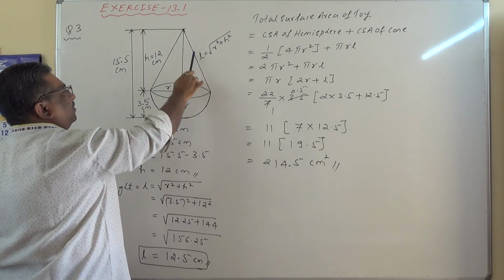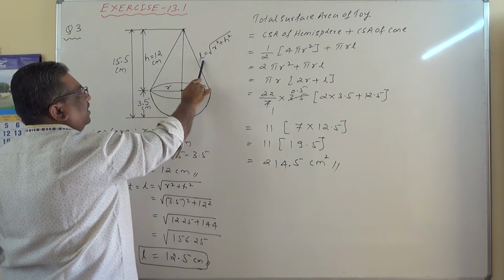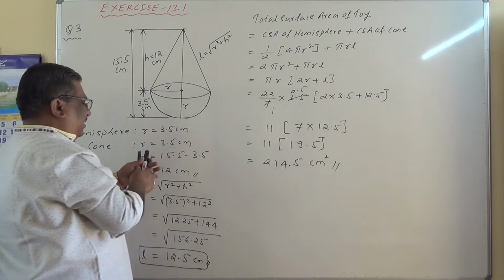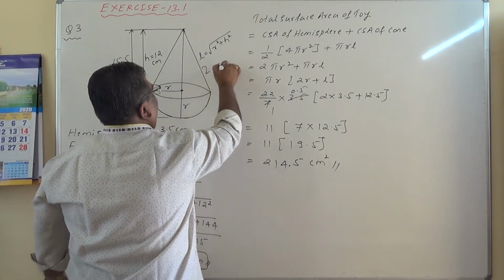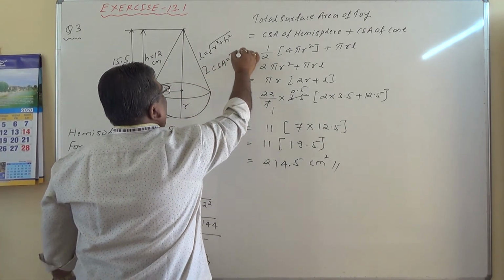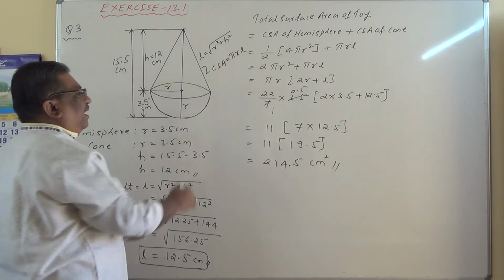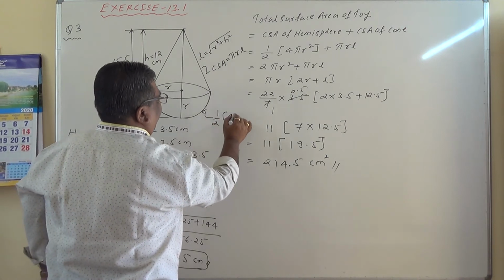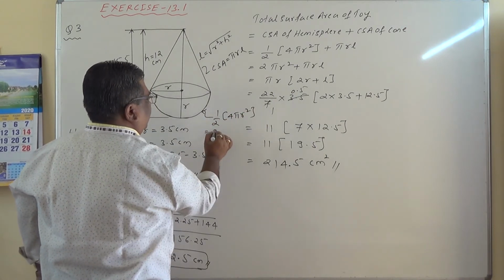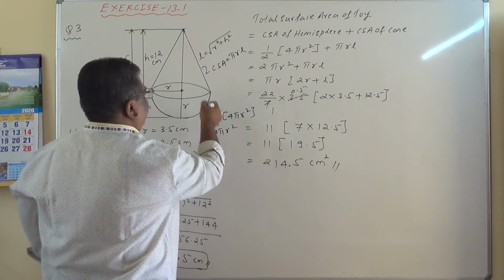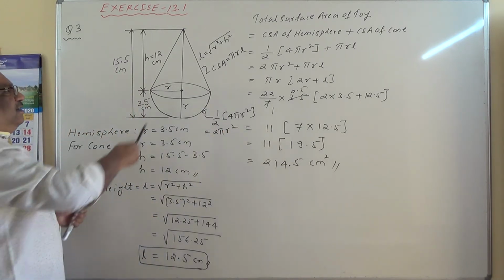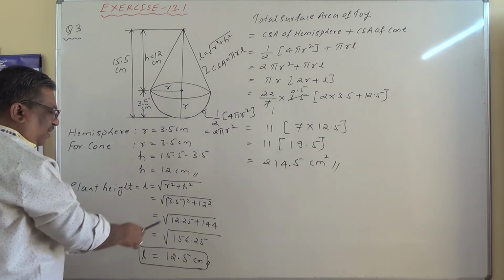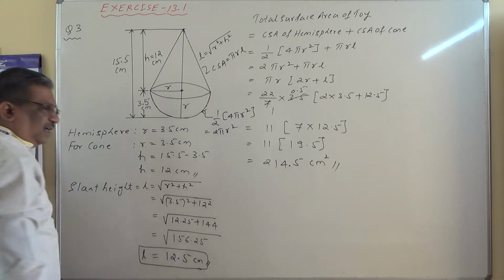But in order to find the curved surface area of the cone, I need to find the slant height L equals root of r square plus h square, because the CSA of this is pi r into L. So I have to know L here. And what is the CSA of this one? The CSA is half of 4 pi r square, which is nothing but 2 pi r square. This is the CSA of this. So first let us calculate the slant height. L equals under root of r square plus h square. This is the formula. If we substitute, we will get L equals 12.5 centimeter.